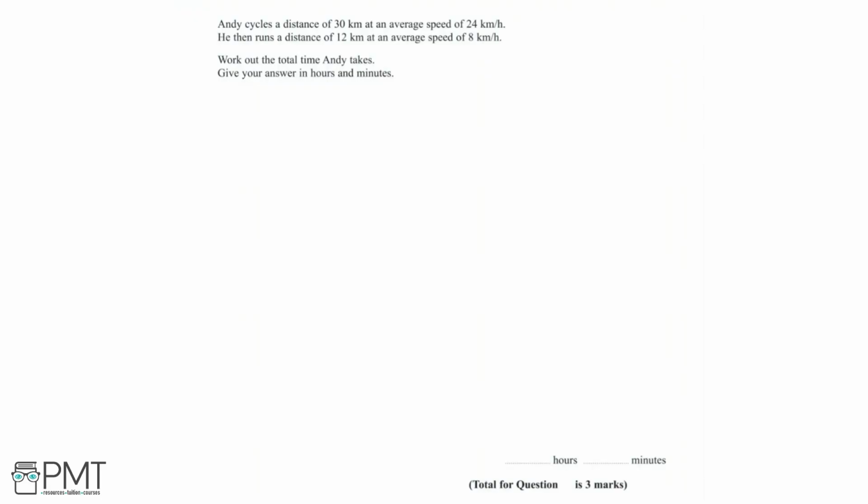In this question, we're told that Andy cycles a distance of 30 kilometers at an average speed of 24 kilometers per hour. He then runs a distance of 12 kilometers at an average speed of 8 kilometers per hour. We need to work out the total time that Andy takes, giving our answer in hours and minutes.